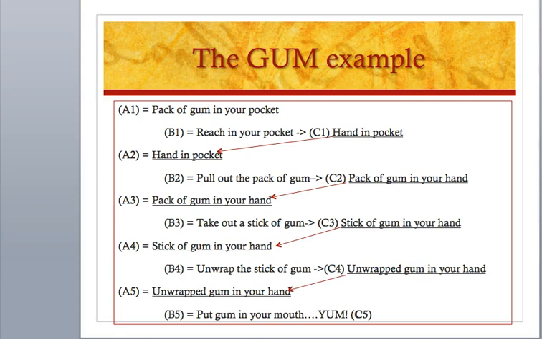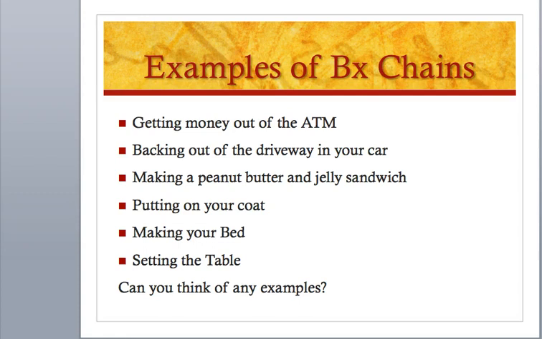So A5, you have an unwrapped piece of gum in your hand, the behavior is to put it in your mouth, and consequence 5 would be you get to chew your gum. You get your yummy reinforcement. So can you see how each of these is a single ABC unit built together and linked together, from the beginning, a pack of gum in your pocket, all the way through to having a piece of gum in your mouth? There are lots and lots of examples of behavior chains. Getting money out of the ATM, wonderful example.